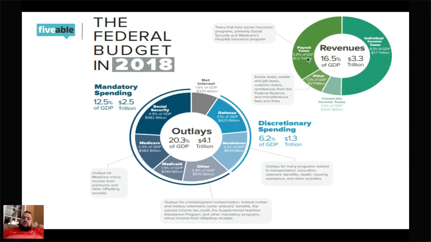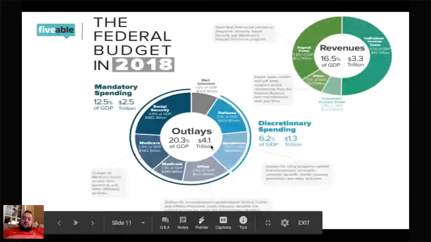So the other side of this is the revenue, the money we're bringing in. So here's what we're spending. Here's what we're bringing in. In 2018, we're bringing in $3.3 trillion. We're spending $4.1 trillion. That means that we're spending more money than what we're bringing in. So we're incurring debt as a result.